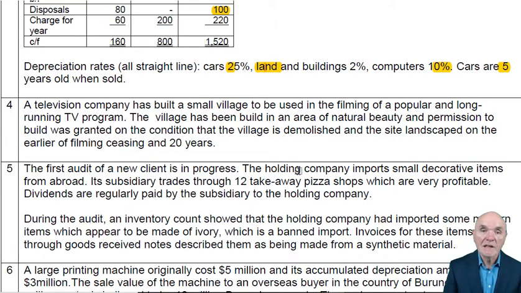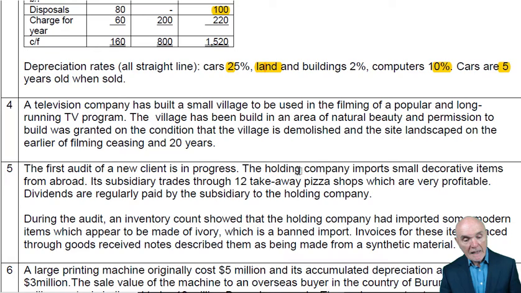Number 4. A television company has built a small village to be used in filming a popular long-running TV program. The village has been built in an area of natural beauty, and permission to build was only granted on the conditions that after 20 years, when the filming had ceased, the village was dismantled and the land was re-landscaped and put back to where it was originally.